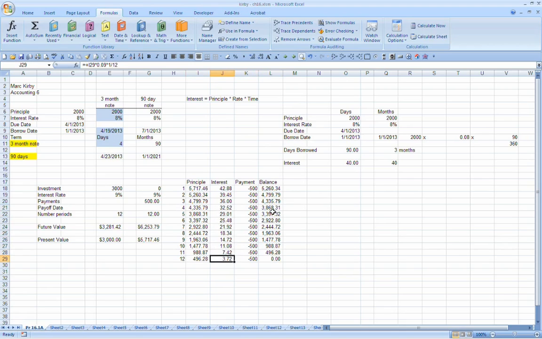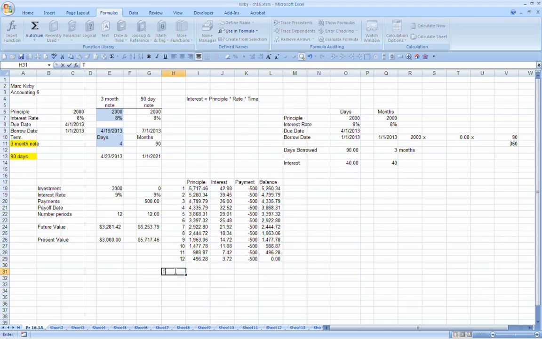my balance of $496.28 is increased by the interest of $3.72. I make my final $500 payment. My ending balance on this loan where I borrowed this money is zero. So this is a full-blown amortization table showing all of the payments and the interest associated with this particular loan.